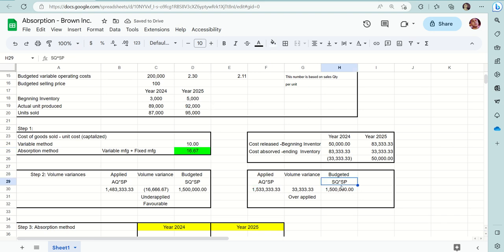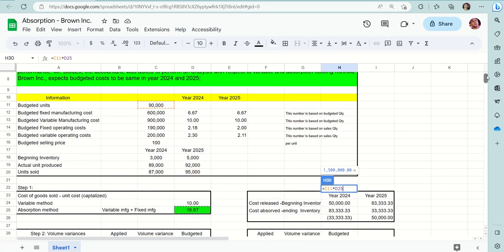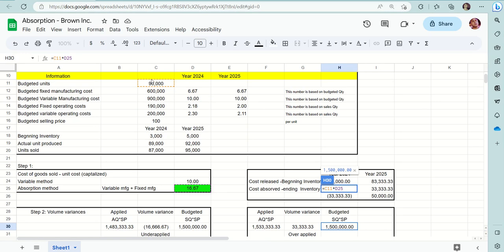Now we're going to move to budgeted cost. We'll find out this, which is the unit cost under the absorption method, 16.67 multiplied by the budgeted units, 90,000. So we are working on this, and this cell. I'm going to highlight that in cyan.